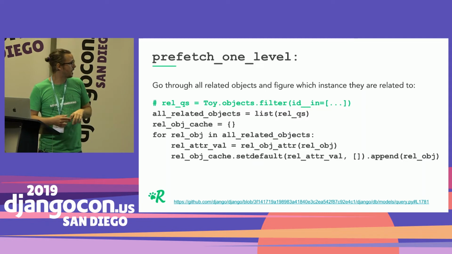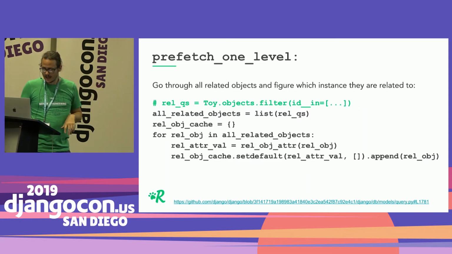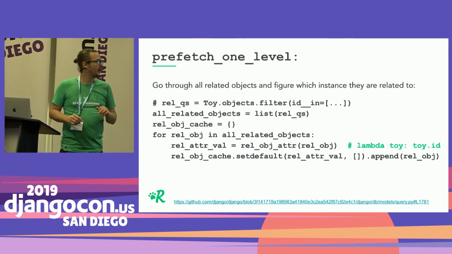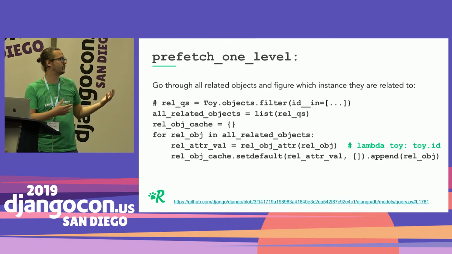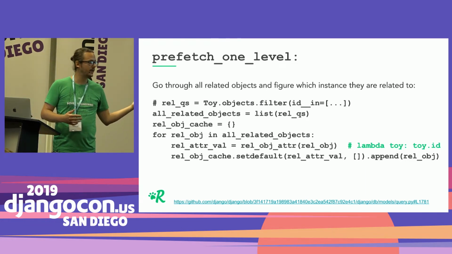The next thing we're going to do is define a cache dictionary, and we're going to iterate over all of the related objects that we've gotten. And we're going to get this join value. Remember, this rel obj adder was a function which took in one of these related objects, a toy, and produced the join value. In this particular case, that was going to be the primary key for the toy. And then once we have that, we use that value as a key in this cache dictionary.